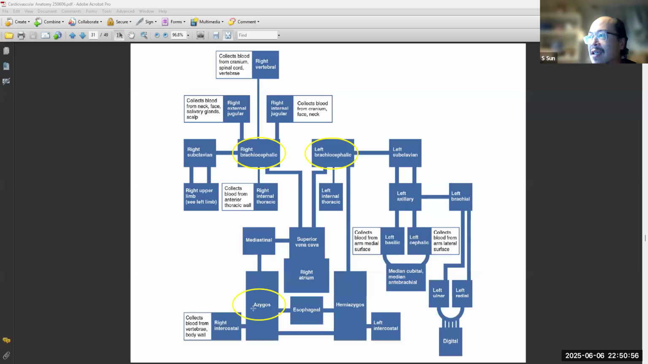We also have azygous veins. So we mentioned about those. The right and the left brachiocephalic are like side by side, parallel. Brachiocephalic receive the blood from internal jugular veins and the subclavian. So subclavian, internal jugular vein merge together to form the brachiocephalic.